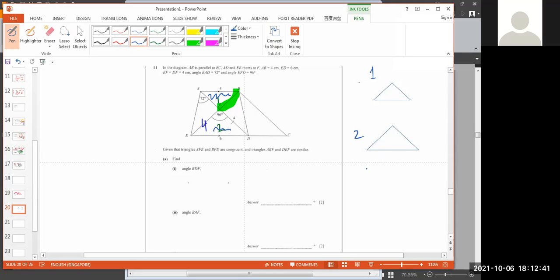So now, can I ask, what is the base of this triangle 1? Here, right? Can you see? 4, right? So I put 4 here. And then what is the base for my triangle 2? Yeah, 6, right? Am I right? So far, so good? And then, this is my FD, right? Which is 4.